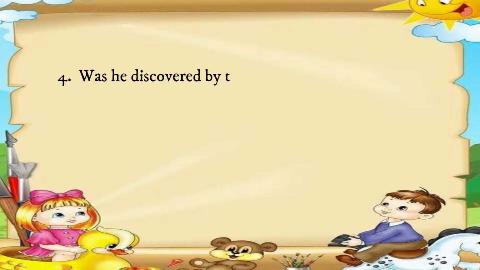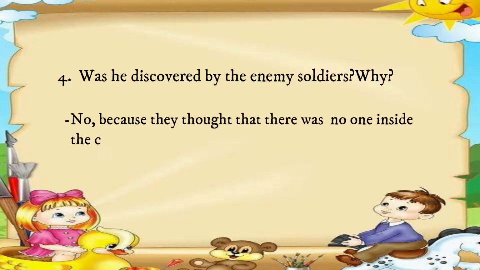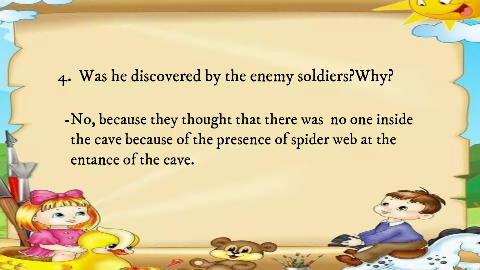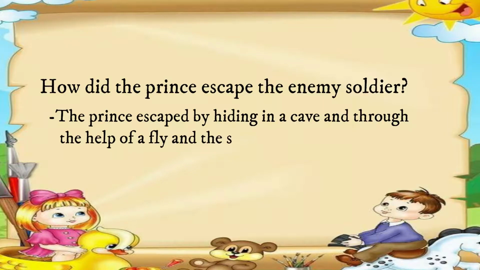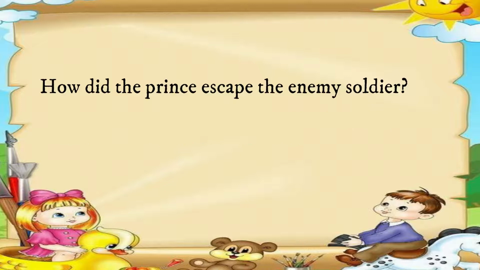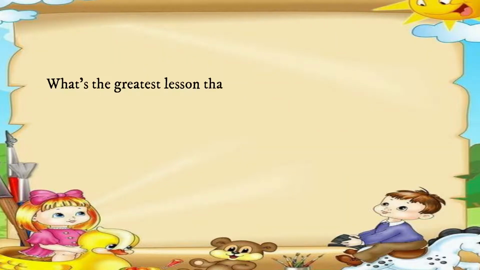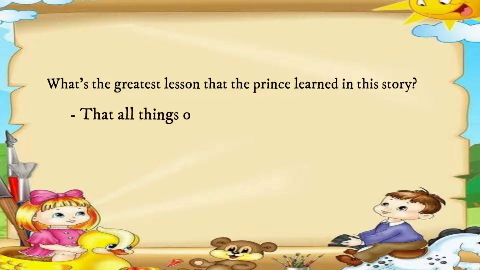Number 4. Was he discovered by the enemy soldiers? Why? No, because they thought that there was no one inside the cave because of the presence of the spider web at the entrance of the cave. How did the prince escape the enemy soldier? The prince escaped by hiding in a cave and through the help of a fly and the spider web. What's the greatest lesson that the prince learned in this story? That all things on earth has use and purpose.